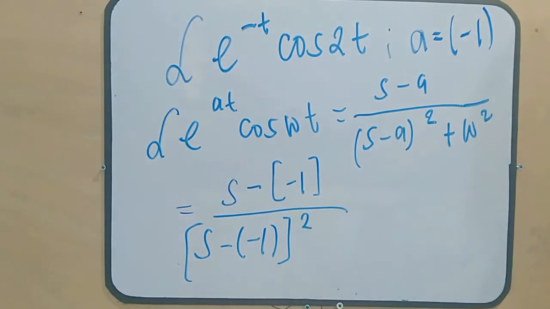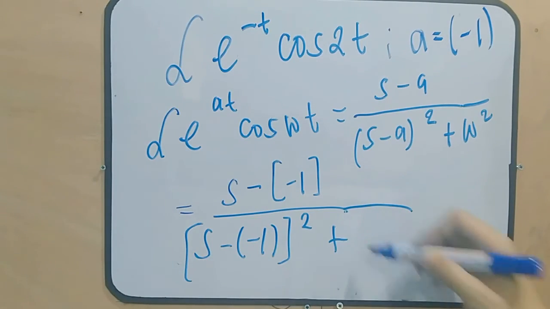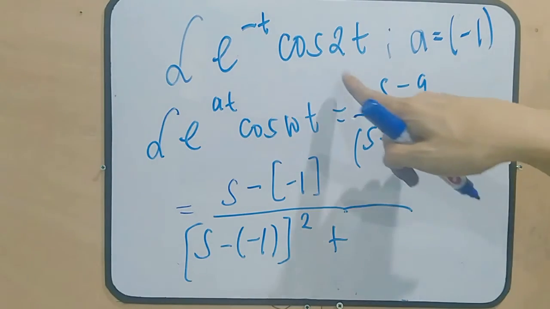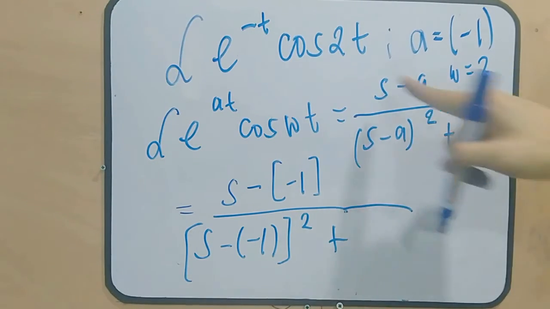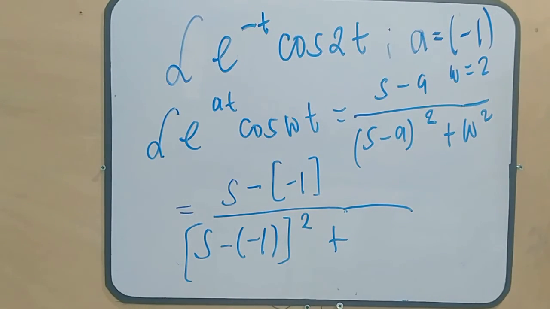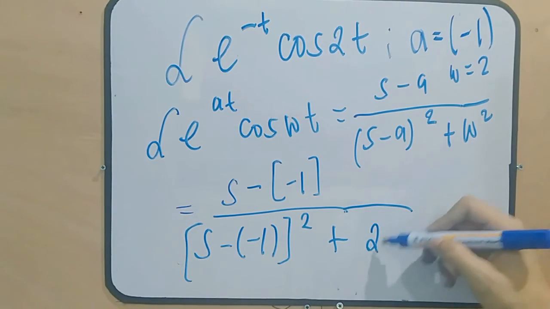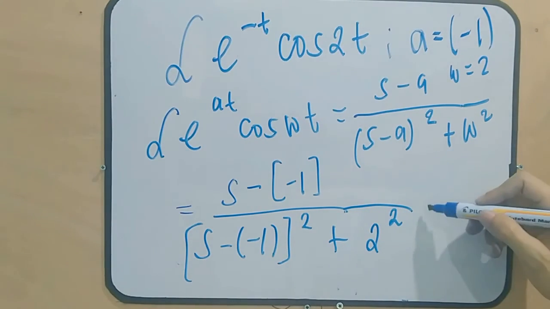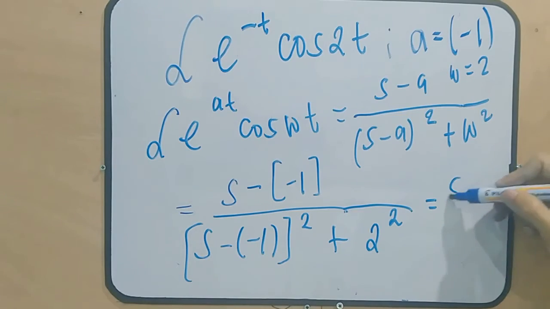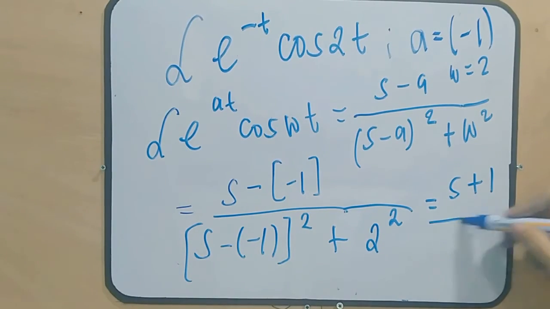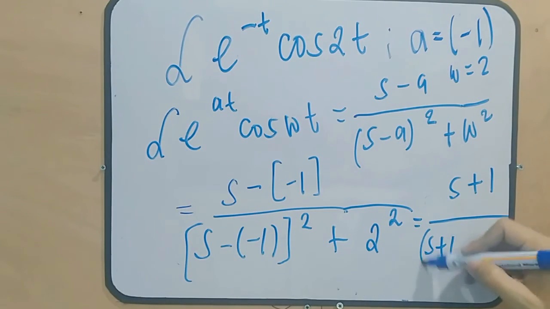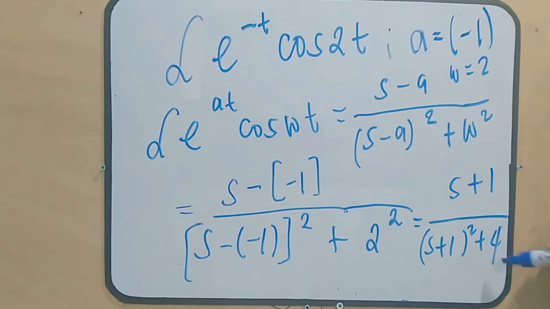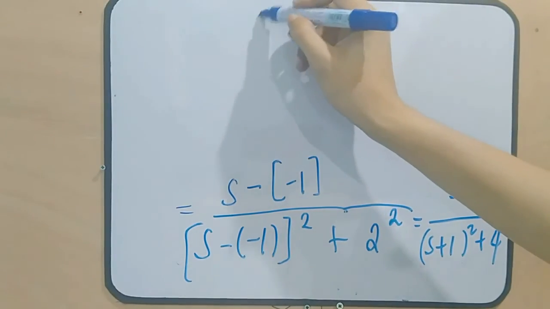squared. Okay? So plus, W natin guys here is, we have here 2. So W here is 2. Yung coefficient nung nasa loob ng trigonometric. So this is 2 squared. So this is just equal to S plus 1 all over, you have here S plus 1 squared plus 4. So i-simplify natin to guys. So we have here S plus 1.